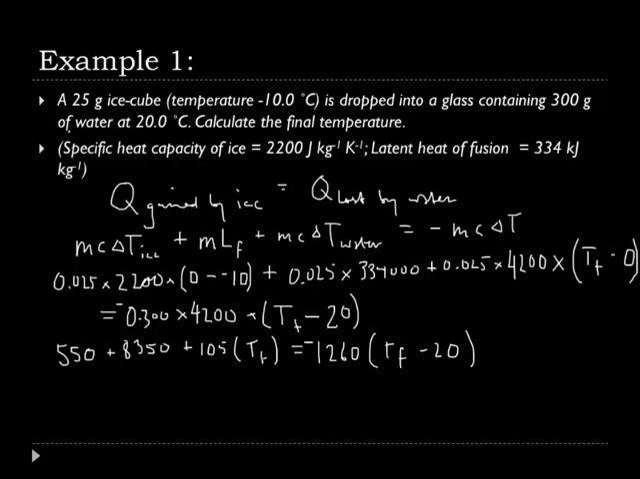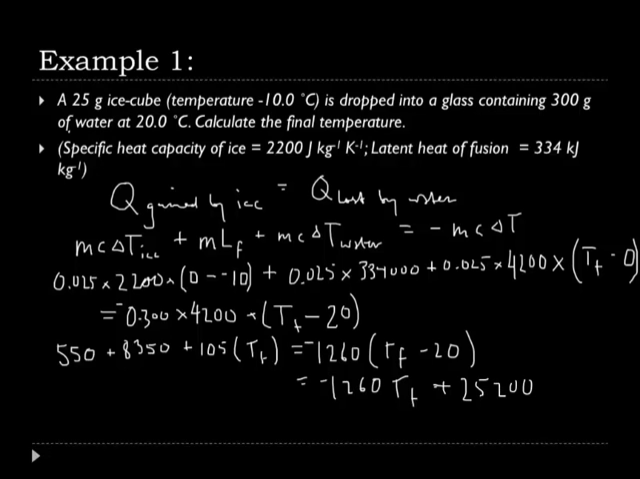So our last step here is going to be to find TF. So if we just multiply out the bracket on the right hand side here, we're going to get here is going to be equal to negative 1260 TF minus, sorry, not minus, plus, because it's a negative times a negative, 25,200.